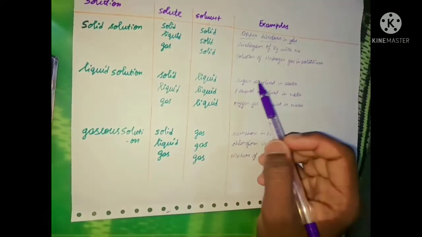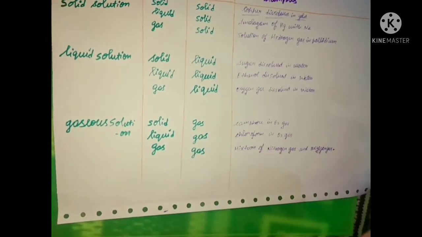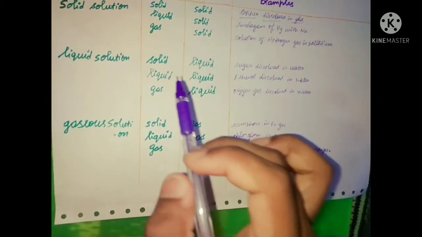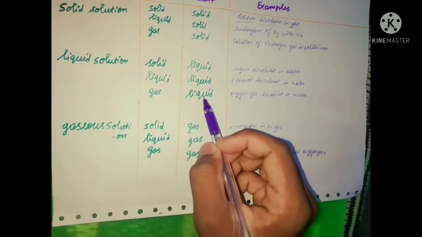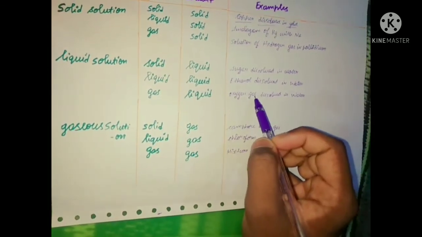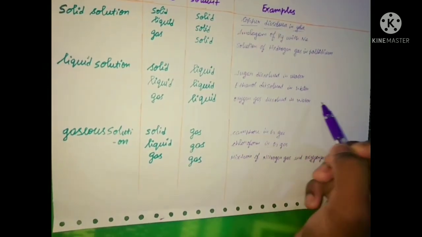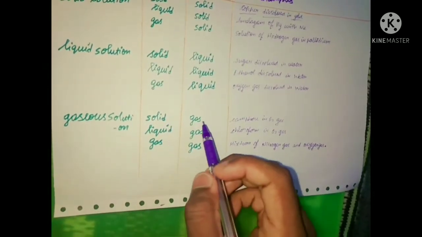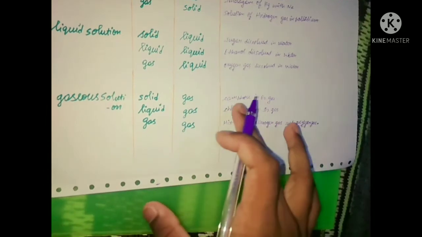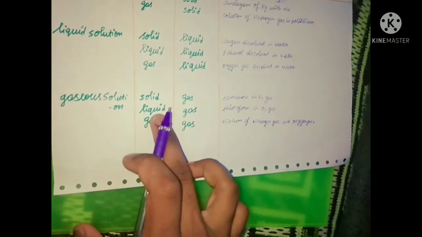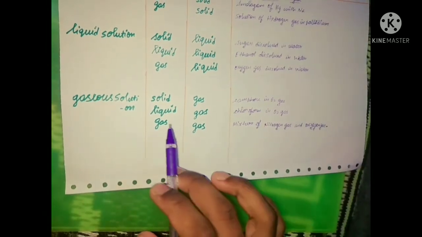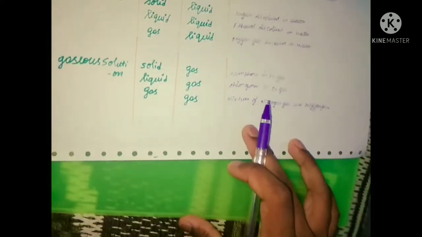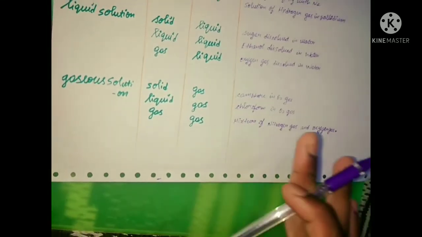Next, solid in liquid solution, the example is sugar dissolved in water. Liquid in liquid solution, the example is ethanol dissolved in water. Gas in liquid solution, the example is oxygen dissolved in water. Solid in gas example is camphor in nitrogen gas. Liquid in gas is chloroform in nitrogen gas. Gas in gas is a mixture of nitrogen gas and oxygen gas.